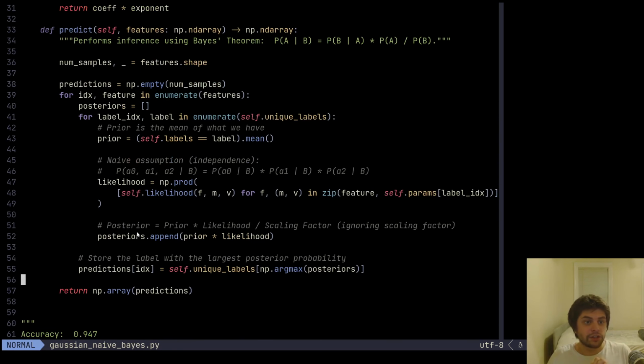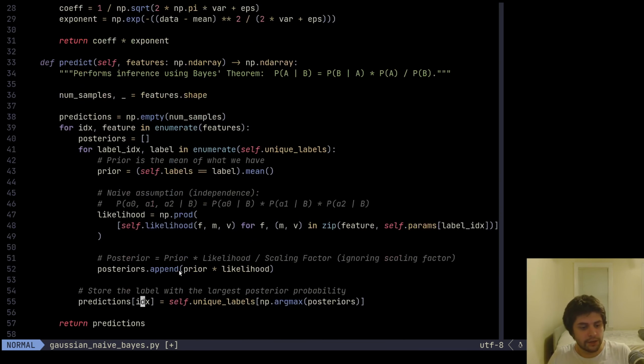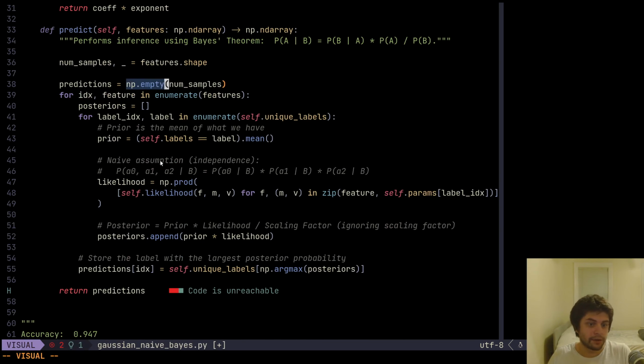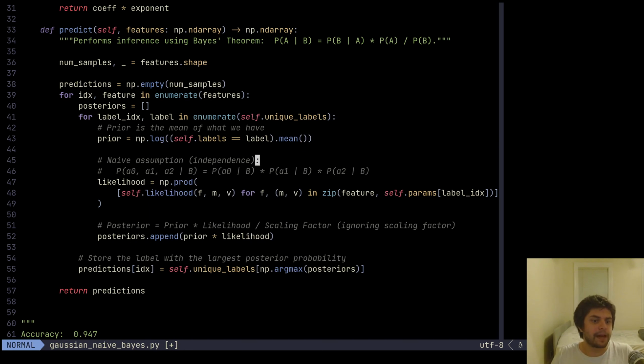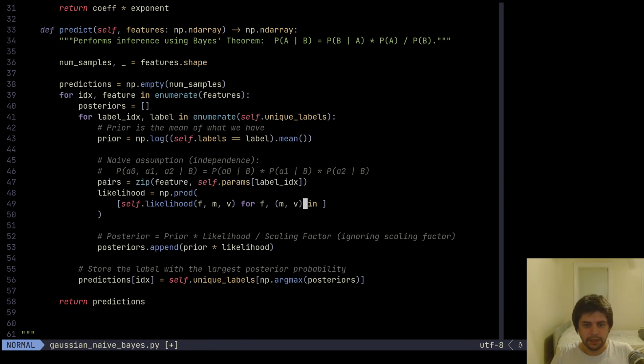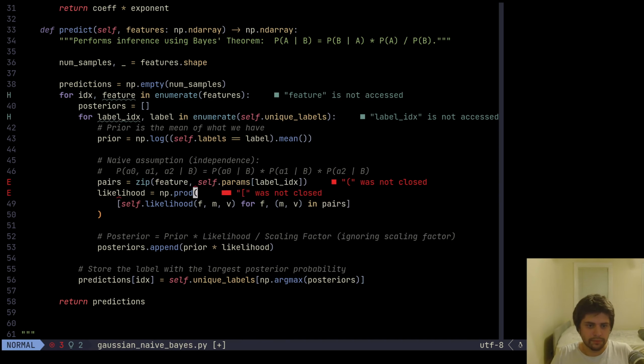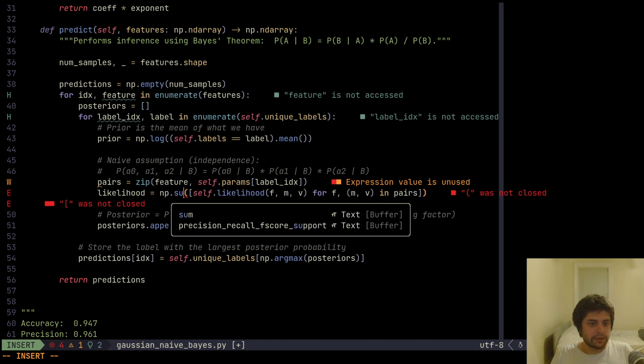Okay, the first change, and all of the changes are going to be inside this predict method. The first change I'm going to make is this change right here. I'm not sure why we're converting prediction into the NumPy array, because it's already a NumPy array. So I think there was a little typo there. So prior, we map that onto the log scale. We apply log onto it. The next thing, maybe we can make it more readable. So we can call this in pairs.